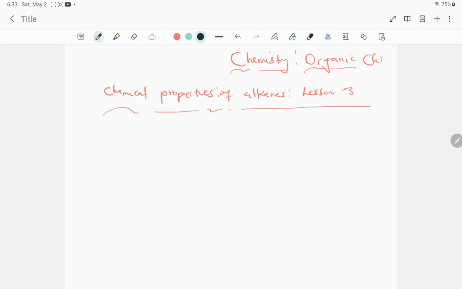Welcome. We're looking at the chemical properties of alkenes. This is lesson 3, so we have done 2 lessons.